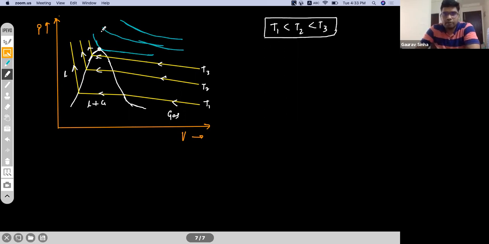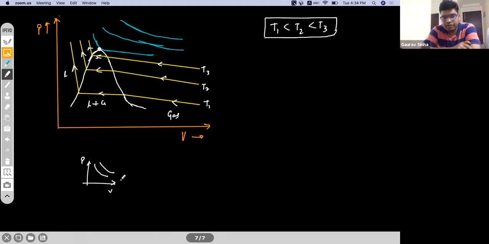At that point or beyond that point, the gas starts behaving as an ideal gas because there is no interaction. And we know the PV graph of an ideal gas is like this only. If you remember this, we have done these things. Yes or no?